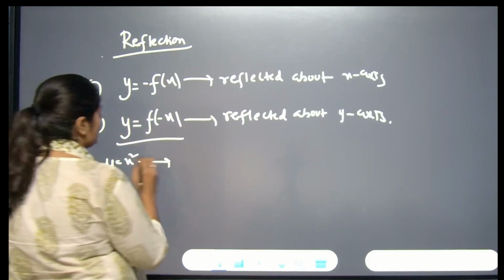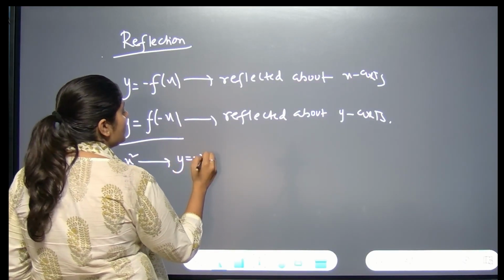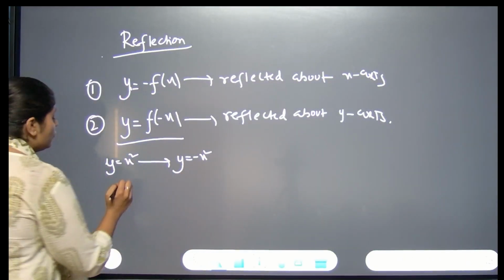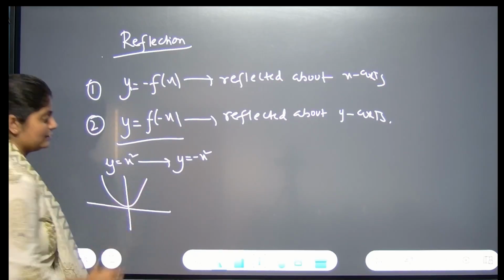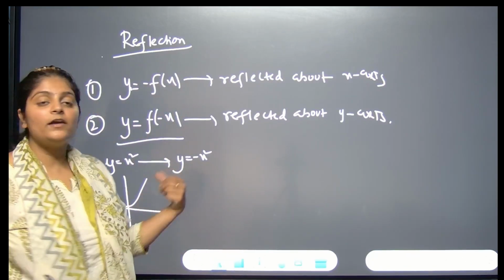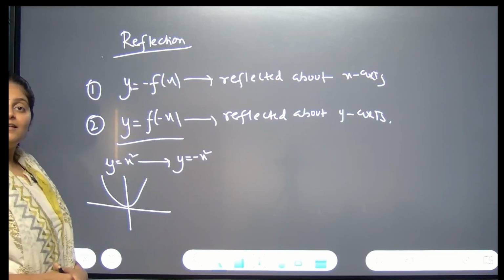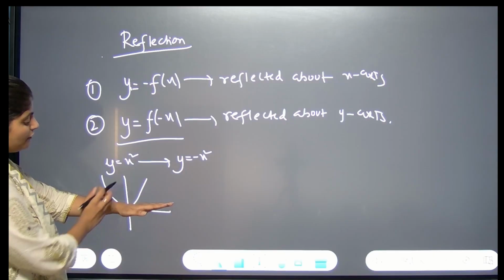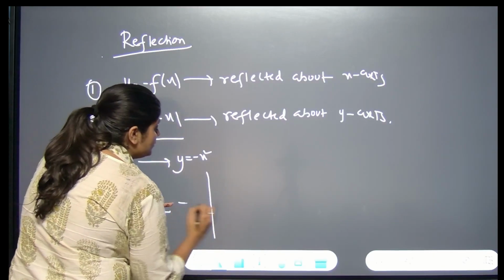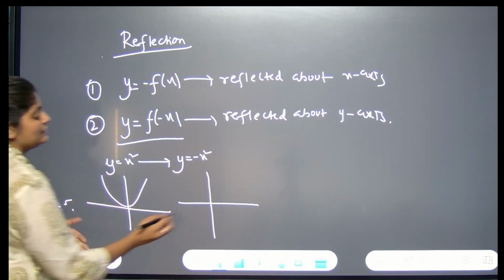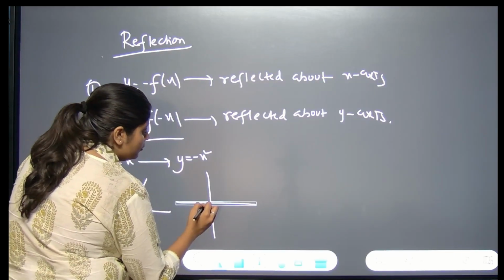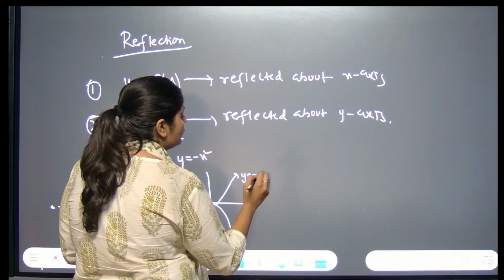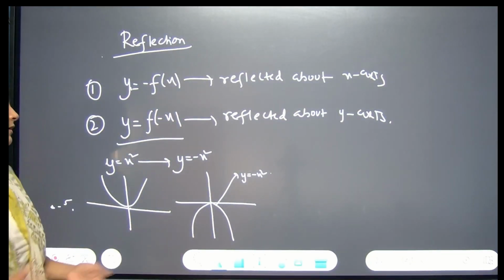Now we transform this graph y equals x squared to y equals minus x squared. So this is what form? This is the first form. The original graph y equals x squared looks like this. What would y equals minus x squared look like? We'll take a reflection about the x-axis. Place a mirror here and take a reflection. When we take this reflection about the x-axis, the transformed graph would look like this. So this is the graph of y equals minus x squared, right?